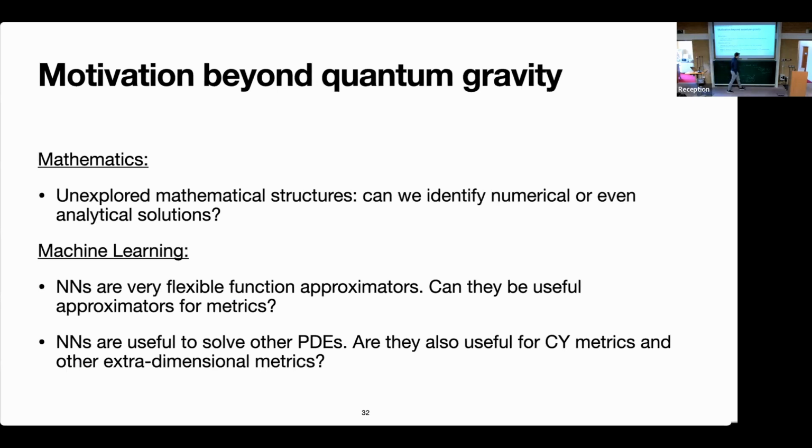Good. But this obviously is not just limited to physics. You could ask, from a mathematical standpoint, can we identify numerical or analytical solutions to Calabi-Yau metrics? And this is something which people have not been able to do so far, as I will say in a second. And neural networks in general are very flexible function approximators. You can ask in general, can they also be useful approximators for these types of mathematical structures, namely these metrics? And in particular, they can be useful to solve PDEs. So are they also useful to solve Einstein's equation?